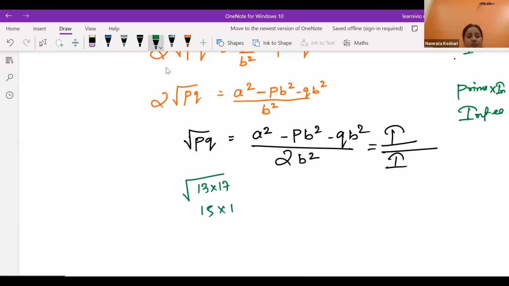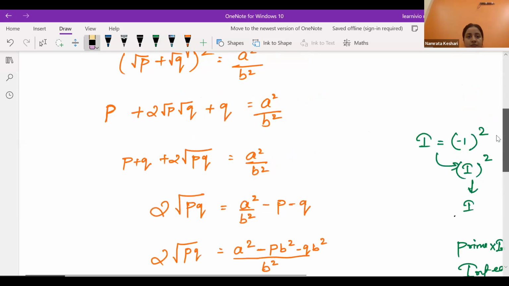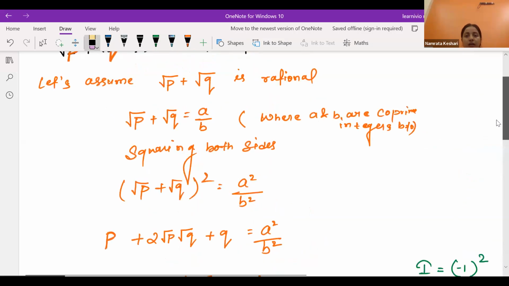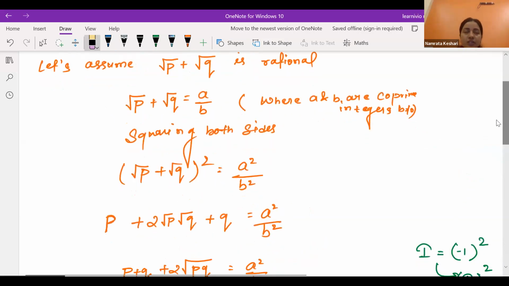Ma'am, we can do it like this also. We first take only root p and prove that it is not rational. And you said one time that if a rational number is added to an irrational number, it will always be irrational. So even if root q is rational, it is still going to result in an irrational number, right? Yeah, we can. Can you please repeat it?